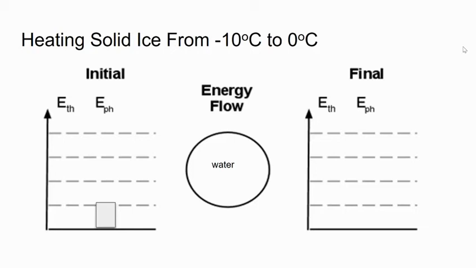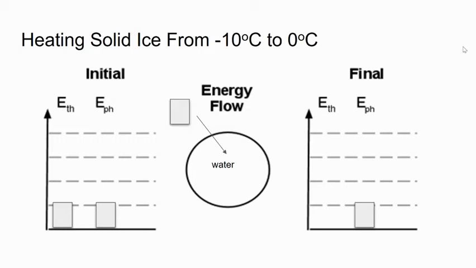So the solid phase initially has one block for EPH. It's still going to be ice at the end of this segment, so it's going to have one block in EPH. The temperature is really, really cold, so I'm going to put one block down there. As we apply the heat, the energy is going into it.